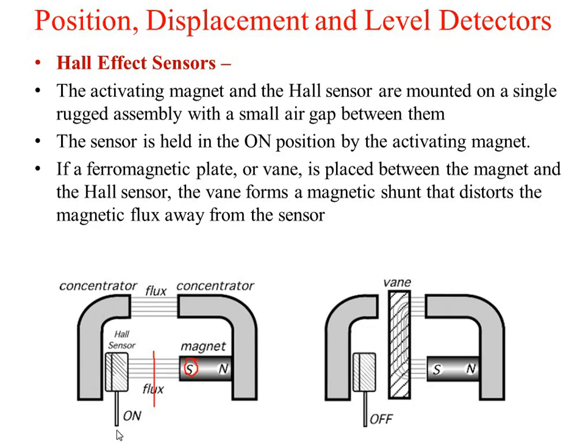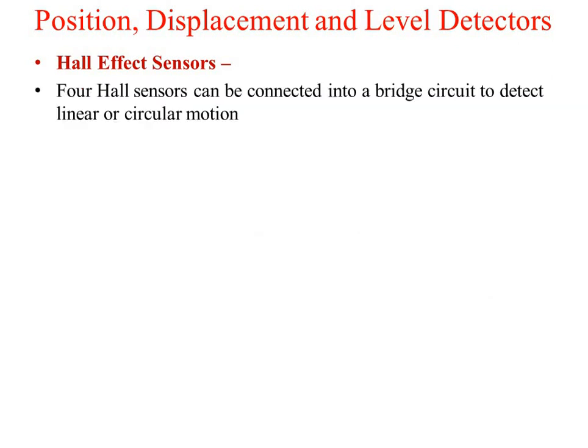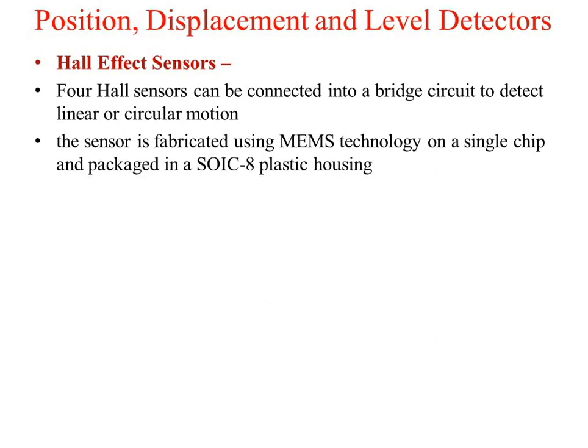Okay. So here, whenever you are passing the vane, the flux linkage is not with this Hall effect sensor, now it is with this vane. So you can see that the linkage is not with this one, it has changed from the on position to the off position. So this is the principle used in the Hall effect sensor. The flip-flop output will flip to the off position. Four sensors can be connected in a bridge type of circuit, so you can detect linear and circular types of motion.